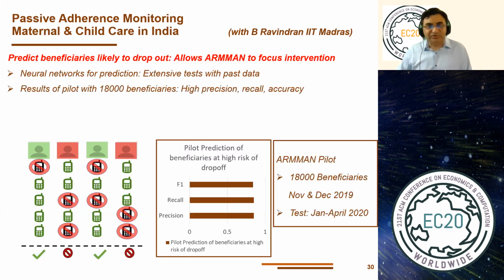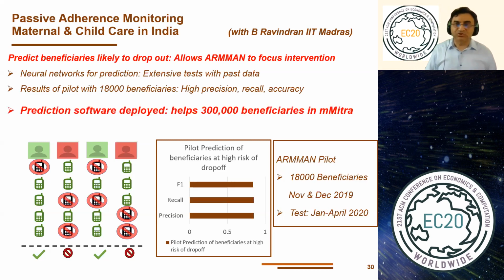So we did a pilot test with 18,000 beneficiaries who were enrolled, looked at their call and listening pattern in November and December of 2019, and tested this on data from January through April of 2020. We found that our predictions were very accurate, with recall and precision values all over 0.8. And so today, this prediction software for ARMMAN is actually deployed in practice with the NGO, helping them with their 300,000 beneficiaries in mMitra in predicting these high-risk beneficiaries. And they have already started seeing returns on retaining these beneficiaries in their program by intervening on them.